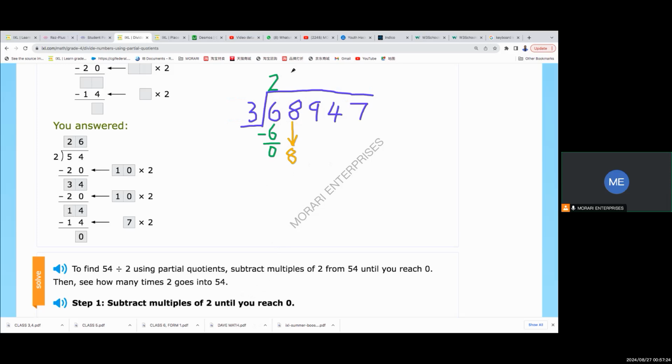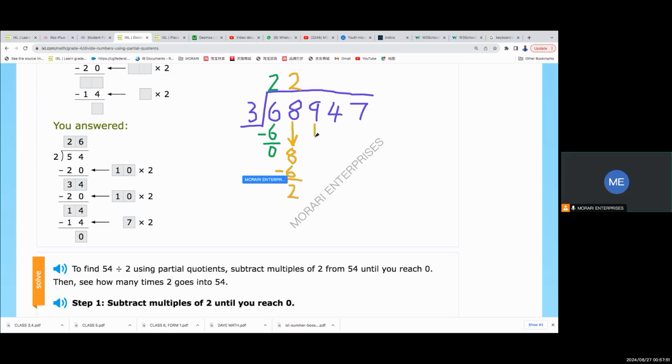How many 3's are in 8? Again, you count 3, 6, 9. 9 is already above that. So it's just 3, 6. So that's 2 threes, 2 times 3, which gives you 6. Now you have to subtract it, right? You subtract it because that gives you that, and you have 2 as your answer.